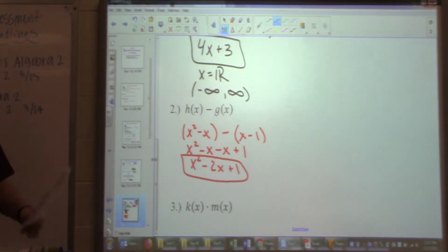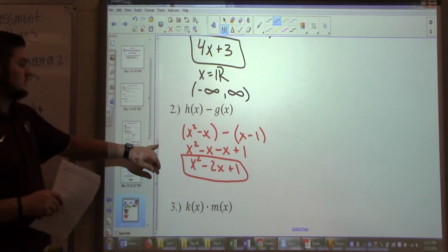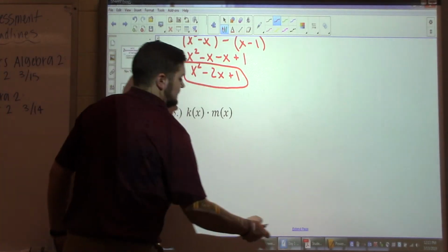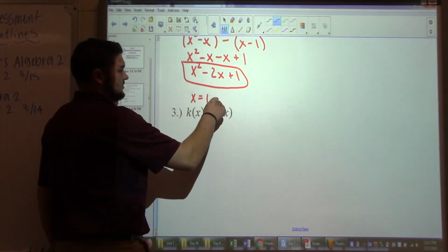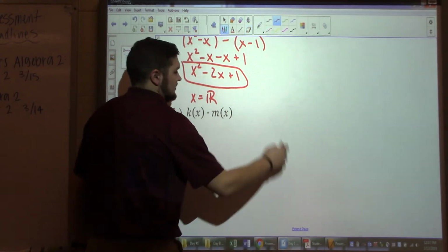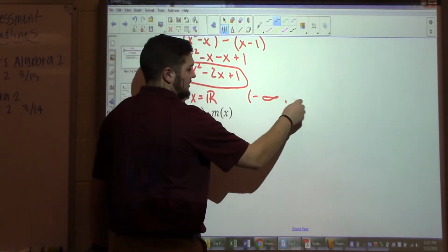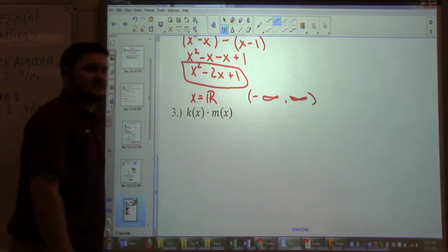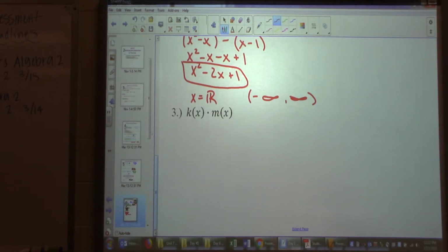Am I going to have any sort of restriction on my domain? No. So x is in the real number set. Negative infinity, positive infinity. Oh, I'm bad at making infinity signs today. Any questions so far?